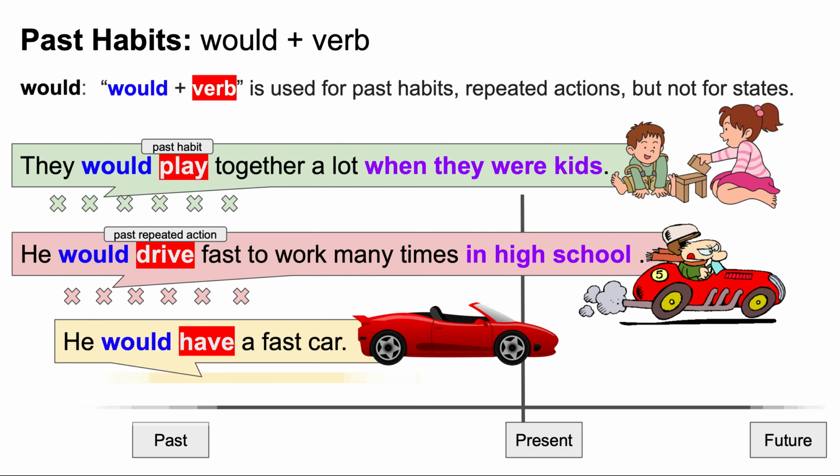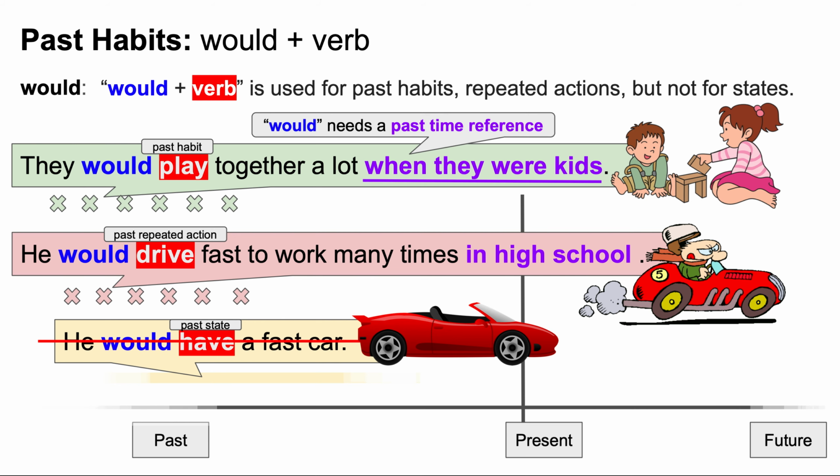Please keep in mind that we cannot use would plus a verb for past states. For example, he would have a fast car is not possible because have is a past state, and we can't express that with would plus a verb. Instead, use the simple past or used to. Please also note that would needs a past time reference. For example, when they were kids and in high school.